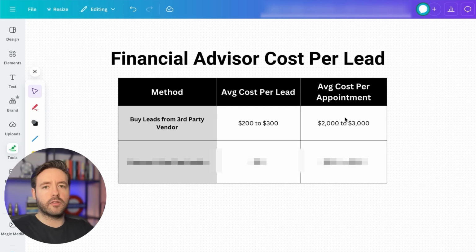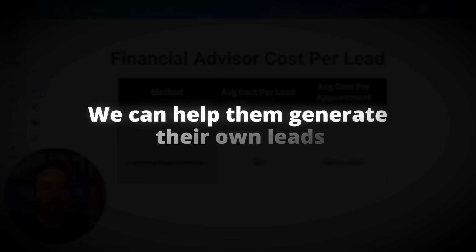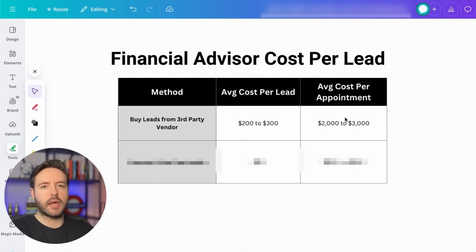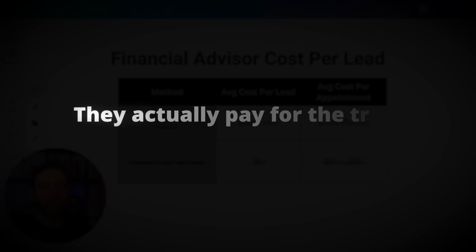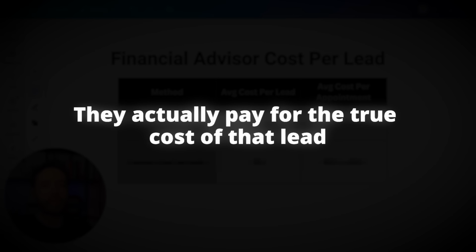So that's why many financial advisors decide to work with us, because we can help them generate their own leads so that they don't have to pay a middle person or a third-party lead provider or another company for those leads. They can get their own leads themselves directly from the source, which means they actually pay for the true cost of that lead, not a marked up cost.